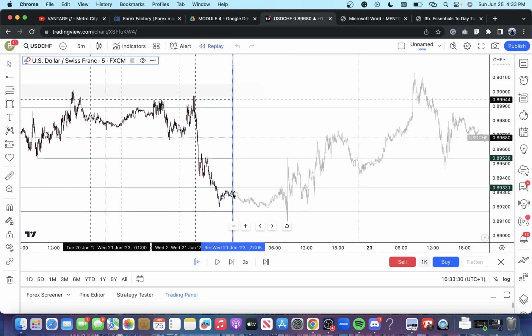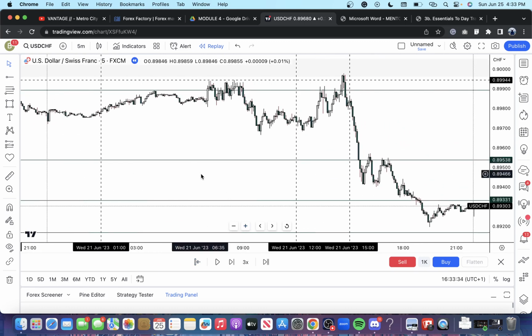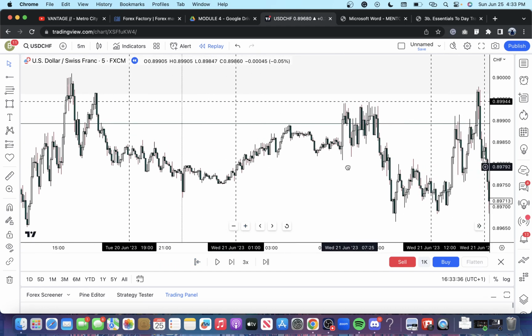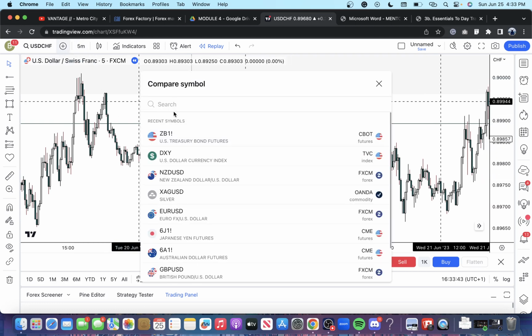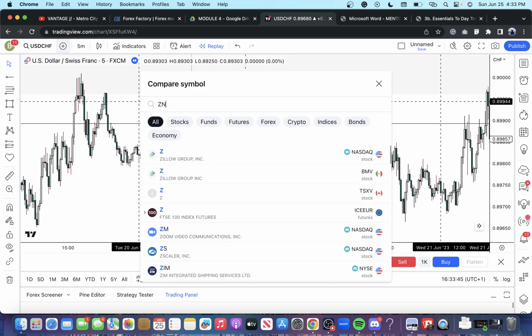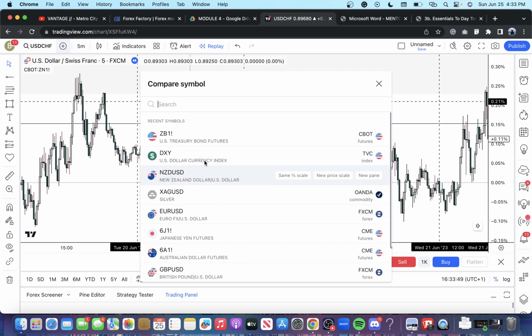That is this one here. And I was supposed to drop the comparison tool and not switch chart over. Okay, so let's see what the 10-year treasury is seeing. So we're going to compare against the 10-year treasuries and see if they actually confirm that run higher with USDCHF.